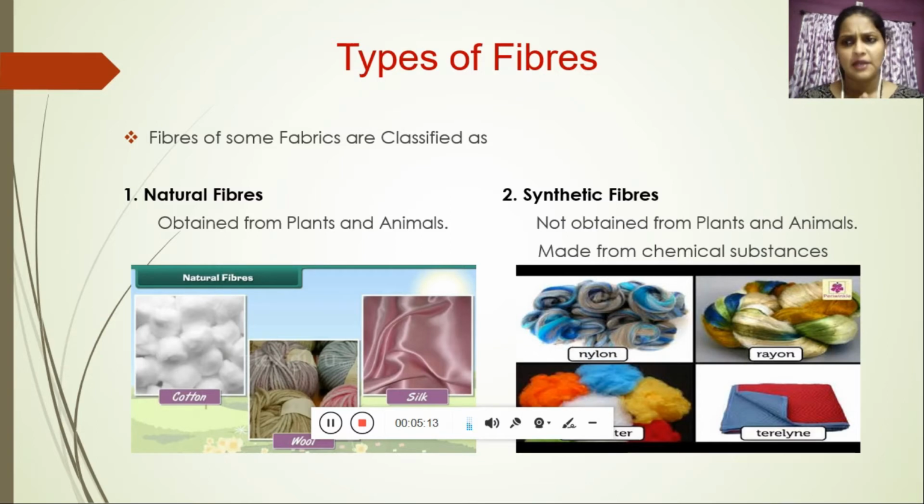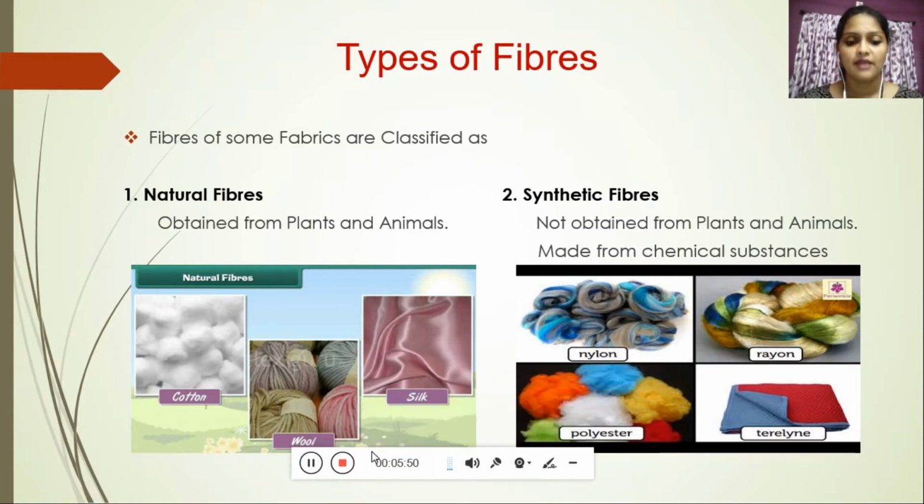What about synthetic fiber? Synthetic fibers are not obtained from plants and animals. They are made from chemical substances. For example, nylon, rayon, terylene, and so on. Different varieties of synthetic fibers are available.